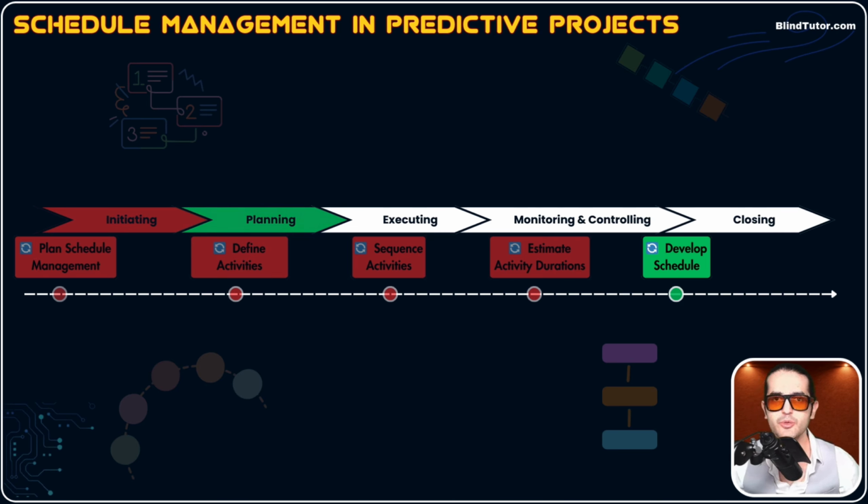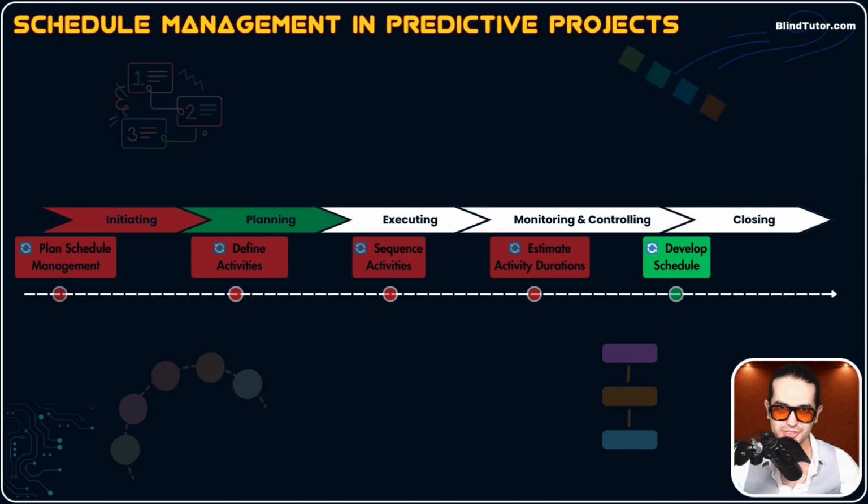Process number 3, sequence activities. Then we put those activities in the right order of doing them and created one important diagram, the schedule network diagram. Then in the previous process, we estimated how long each activity takes. And here we want to sum everything up, wrap everything up, and develop our schedule.